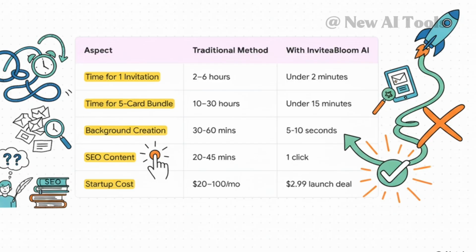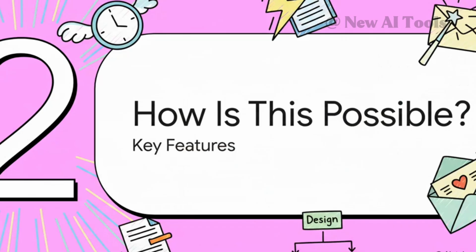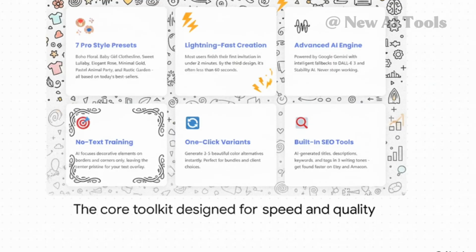And look, it just erases the other time sucks too. Finding a background goes from an hour-long copyright risky chore down to 10 seconds. And writing all your SEO content from 45 minutes of painful keyword research to a single click. So you're probably thinking, okay, that sounds great, but how does it actually do that? It's not magic. It really comes down to a few key features that are laser-focused on killing those time-wasting tasks we all hate. So this is what you're working with inside the tool. You've got all these professional presets and a powerful AI engine.